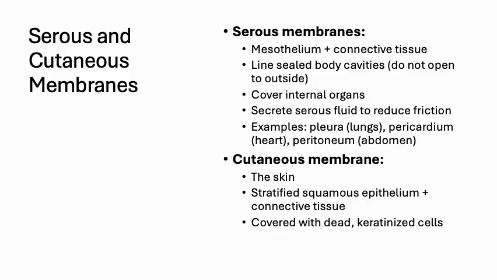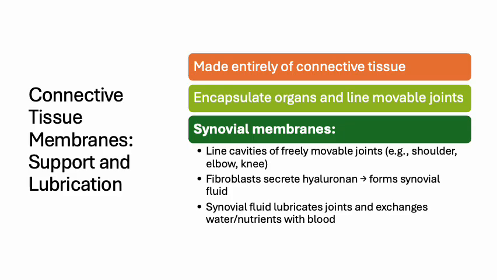of stratified squamous epithelium and connective tissues and is covered with dead keratinized cells. Connective tissue membranes differ from epithelial membranes in that they are made entirely of connective tissues. Their primary role is to provide support, protection, and lubrication. Examples include synovial membranes, which line joint cavities. These membranes produce synovial fluid, a thick, slippery substance that reduces friction between bones during movement. Without connective tissue membranes, joint motion would be painful and damaging over time.